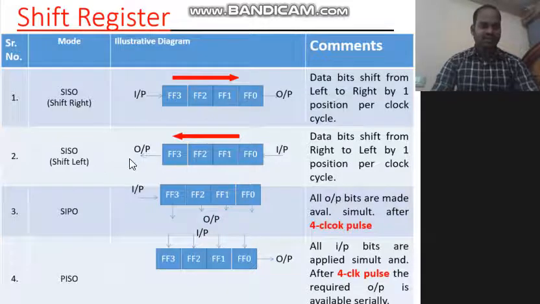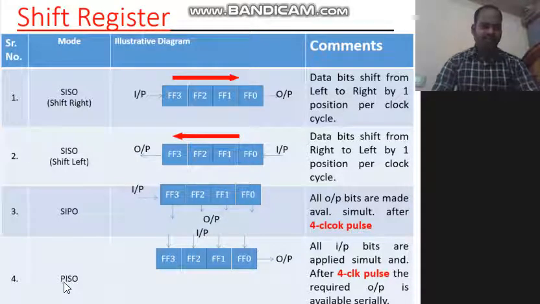Next one is the serial in, serial out shift left register, so the arrow mark is like this. Here the input is given here and the data will be shifted like this, so the arrow mark indicates like this. Next one is the serial in, parallel out shift register. The input is applied serially and outputs are connected in parallel, so here the first output, second, third, and fourth output, 4 outputs are taken at a time.